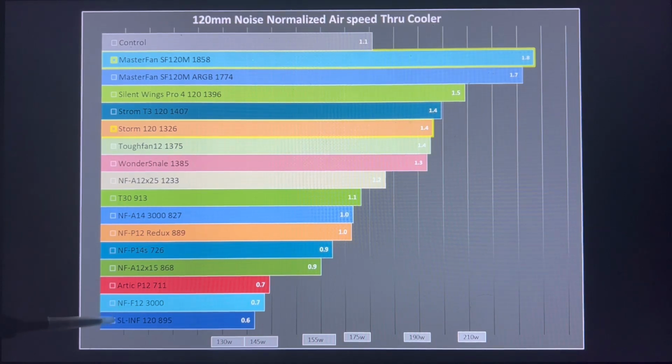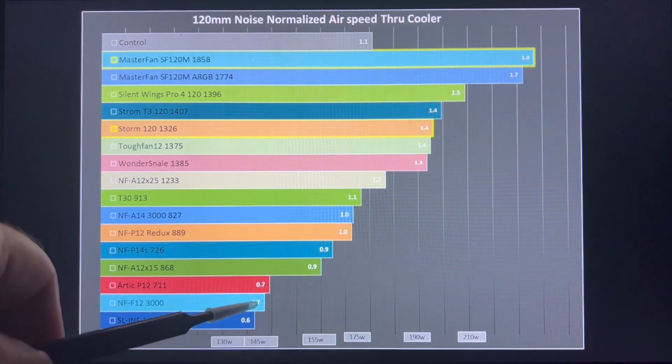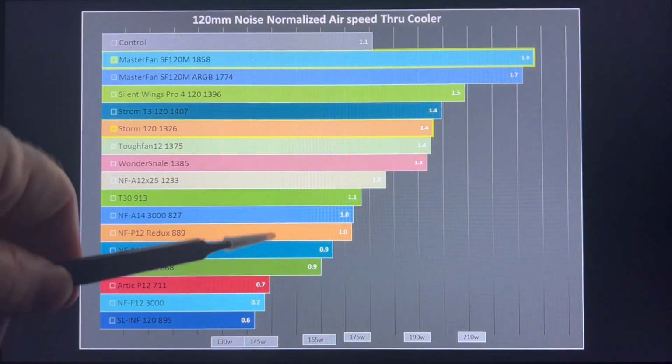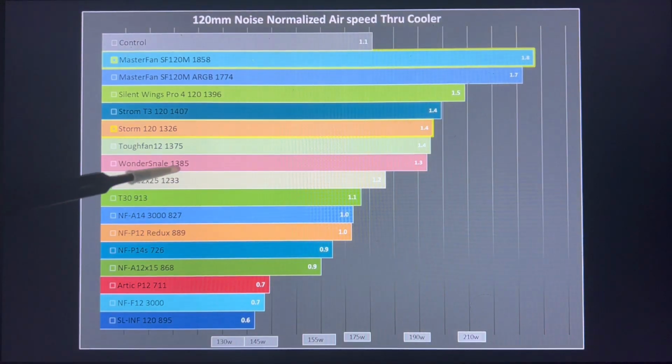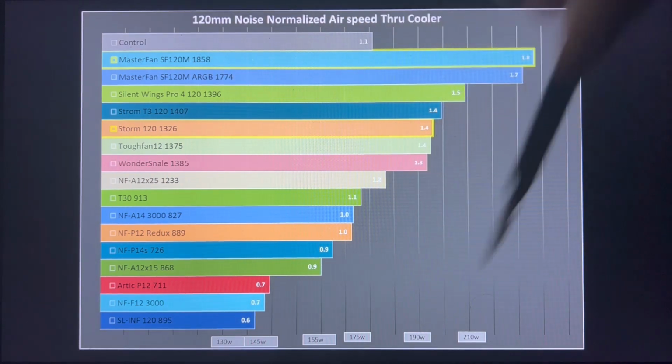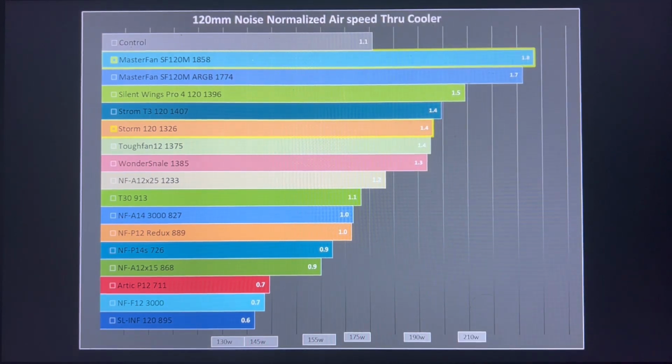So again, going back to these fans, let's say you're running the Noctua NF-F12 and you want it to run silent. Well, you're only going to get 0.7 meters per second of airflow. Now in my cooler, that's associated with something like 145 watts of cooling. That's not a lot, but if you upgrade your fan to, let's say, the Wonder Snail, you now get 1.3 meters per second of airflow. You can instantly get a higher wattage if you have an unlocked CPU, or you could run that fan slower if you find it too noisy for you and get the same level of performance, but now it's even quieter.